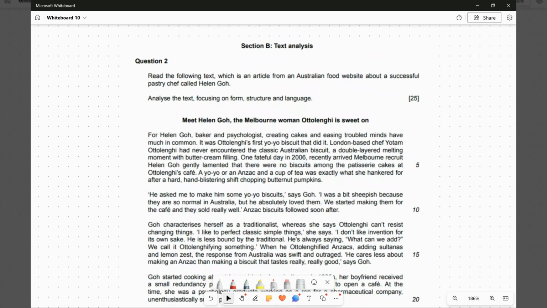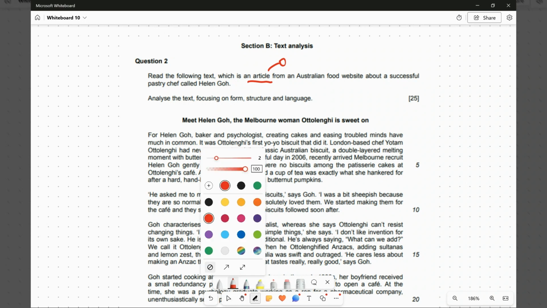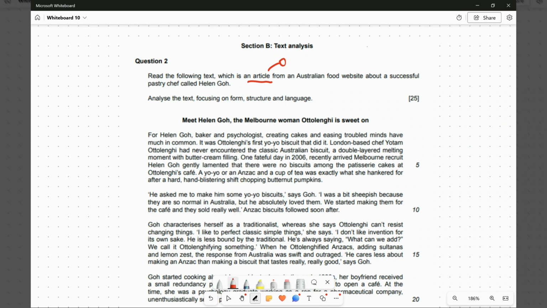It's always the same. I'm going to read the context at the start. So, read the following text. It's an article. Okay, easy. So I know with regards to my purpose of my article, it's going to be to inform. If I've got an article, it's going to be to inform. A secondary purpose is going to be to entertain. But primarily, it's going to be inform.